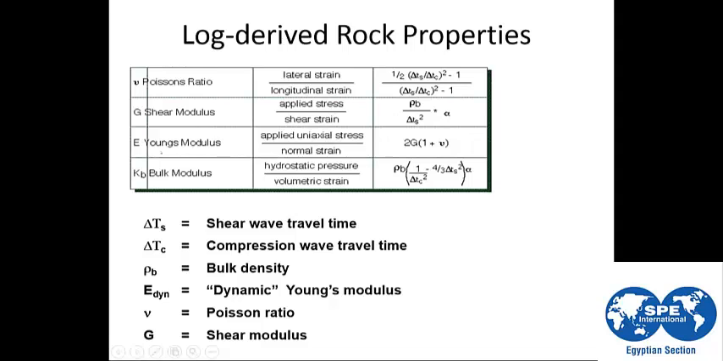Then we can calculate Young's modulus from the shear modulus and Poisson's ratio here. Then we can calculate the bulk modulus using the bulk density, the compressional wave travel time and the shear wave travel time.